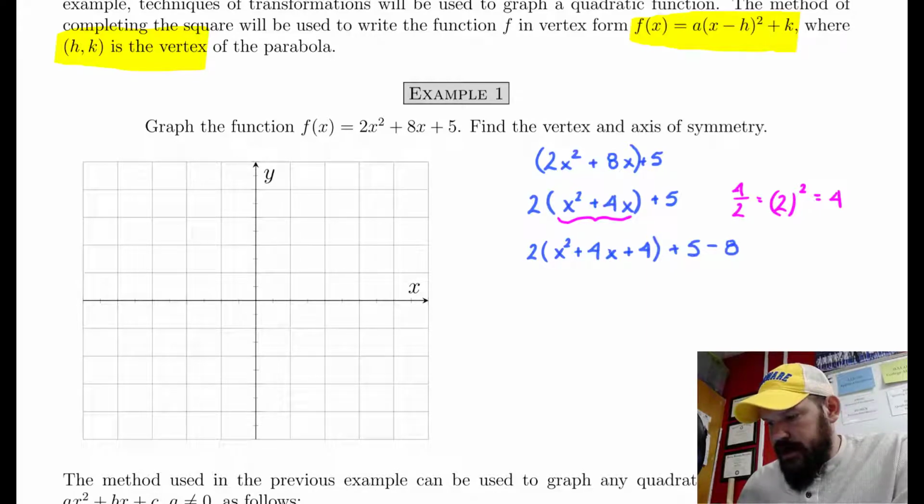So what's nice about the technique that we're using here is my parentheses are very easy to factor.